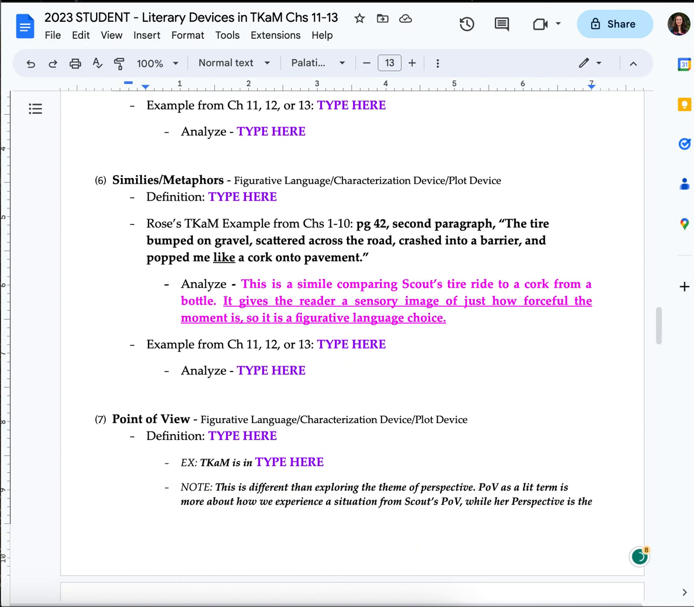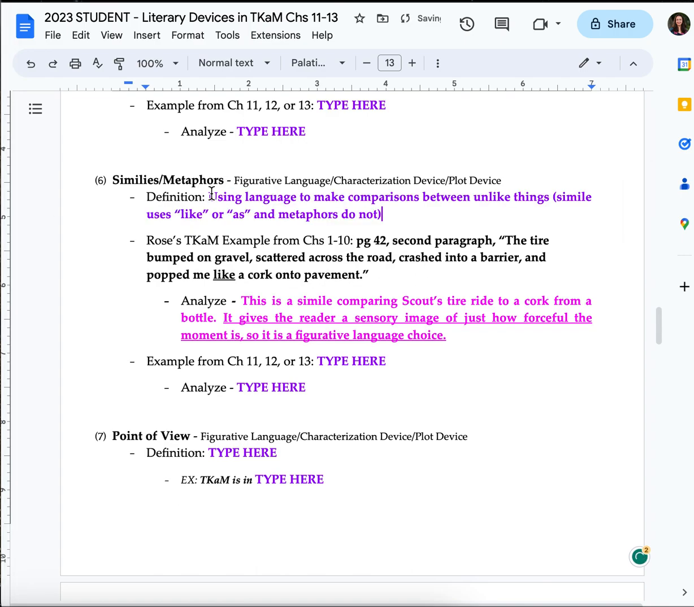Similes and metaphors. I've grouped them even though they are their own distinct literary devices because they are both comparisons, right? So the idea of using a comparison in order to create a deeper meaning. There's your definition. Similes and metaphors use language to make comparisons between unlike things. Similes use like or as, metaphors do not.